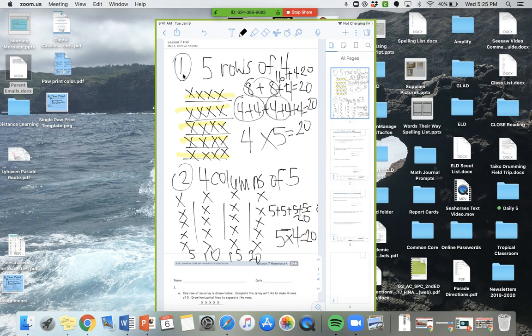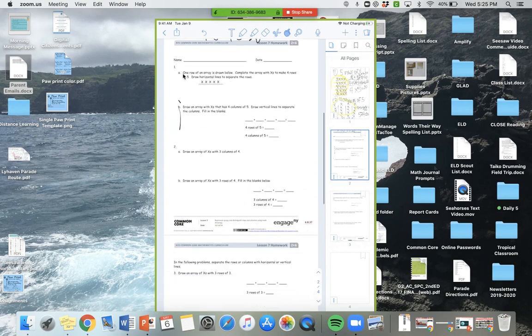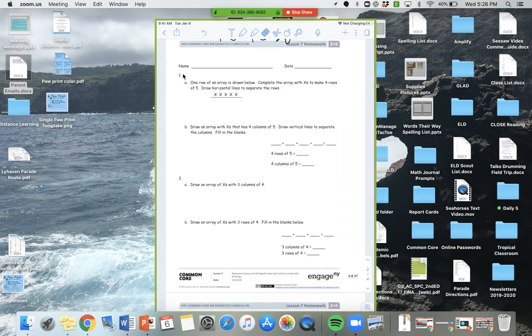Okay, so let's take a look at our homework today. Actually, let me recap. We just distinguished the difference between rows, which is right here, and columns. That was the main focus of today, just to review the difference between rows and columns. Now your assignment for the day is going to look similar to this, okay?